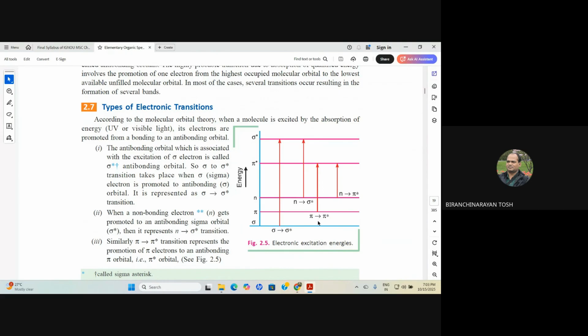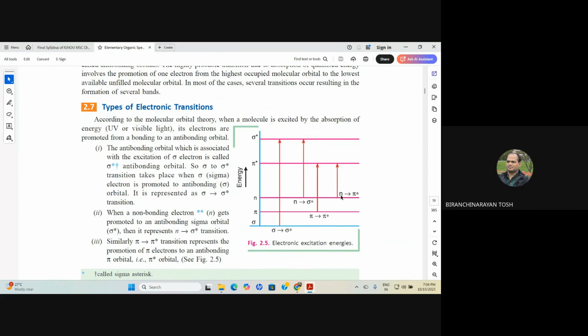The next transition is the pi to pi star. That means compounds which have a double bond. If a pi bond is there, associated with it you have the pi antibonding molecular orbital also. So those compounds will absorb in the UV-visible region, and there will be a pi to pi star transition. Though it has lesser energy, so they will absorb at higher wavelength.